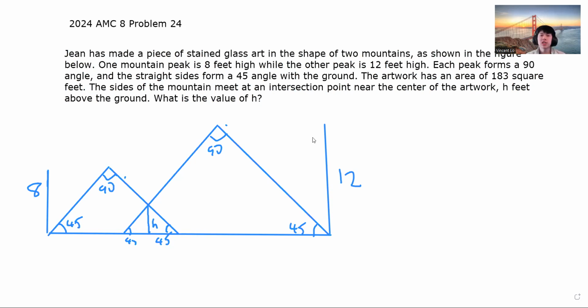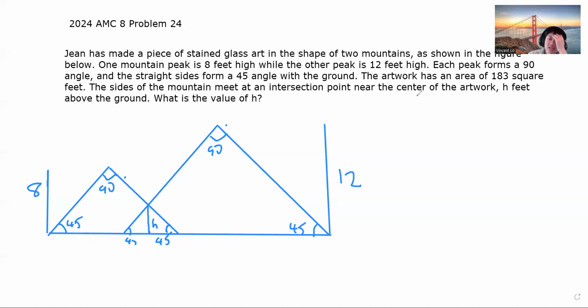The question reads: Gene has made a piece of stained glass art in the shape of two mountains as shown in the figure below. One mountain peak is 8 feet high, while the other peak is 12 feet high. Each peak forms a 90-degree angle, and the straight sides form a 45-degree angle with the ground. As you can see in this diagram, these are the angles that the problem is referring to. So 45 right here, 45 right here, and there are 90-degree angles.